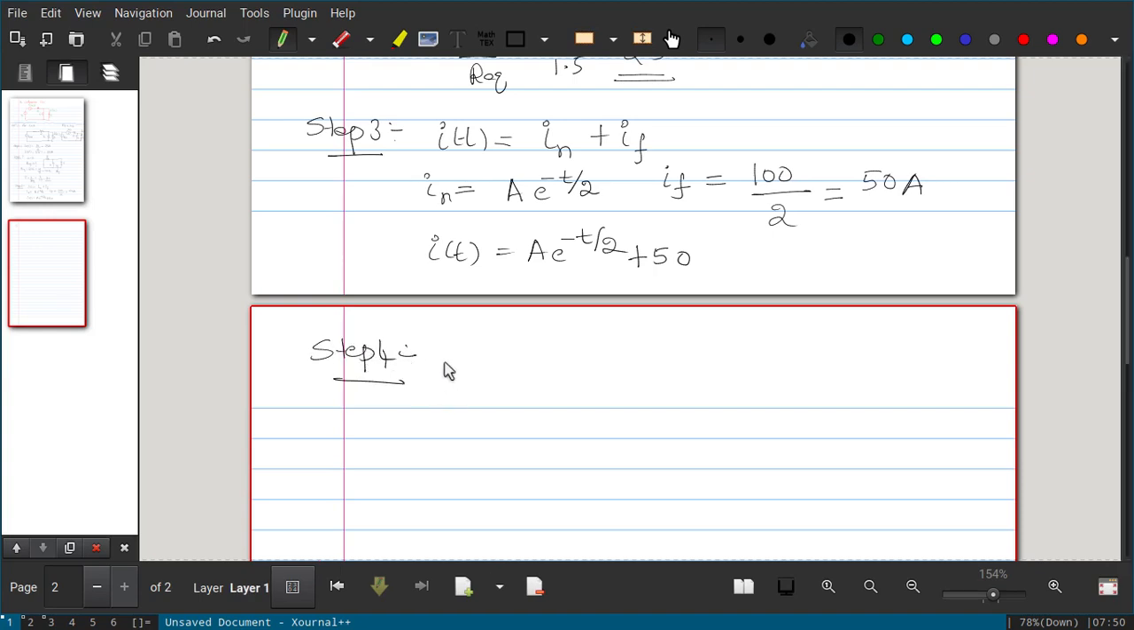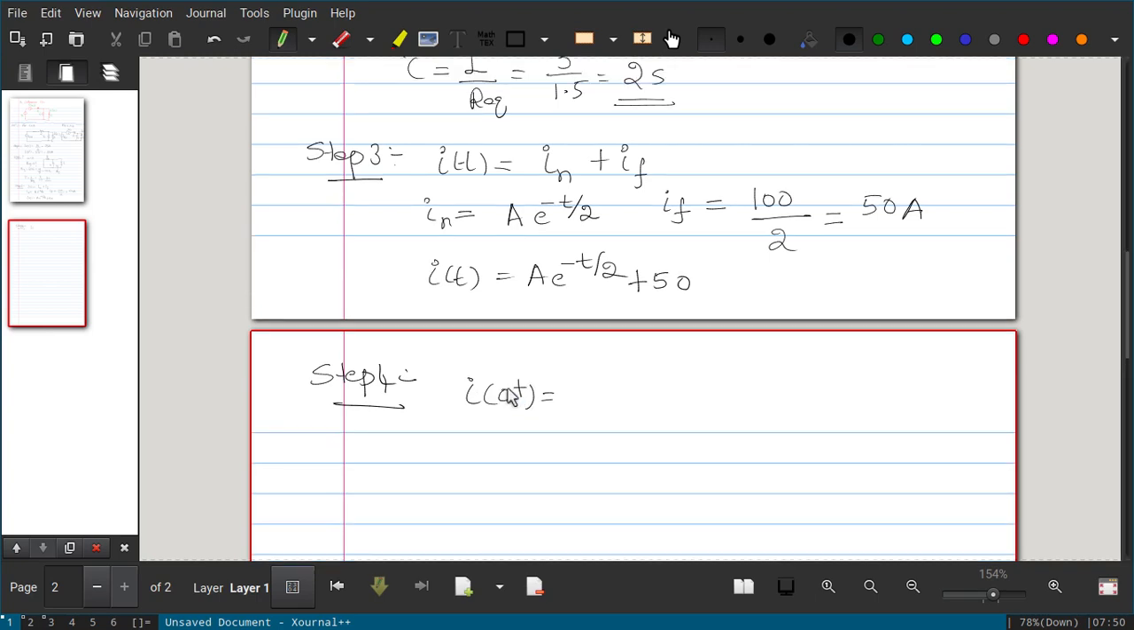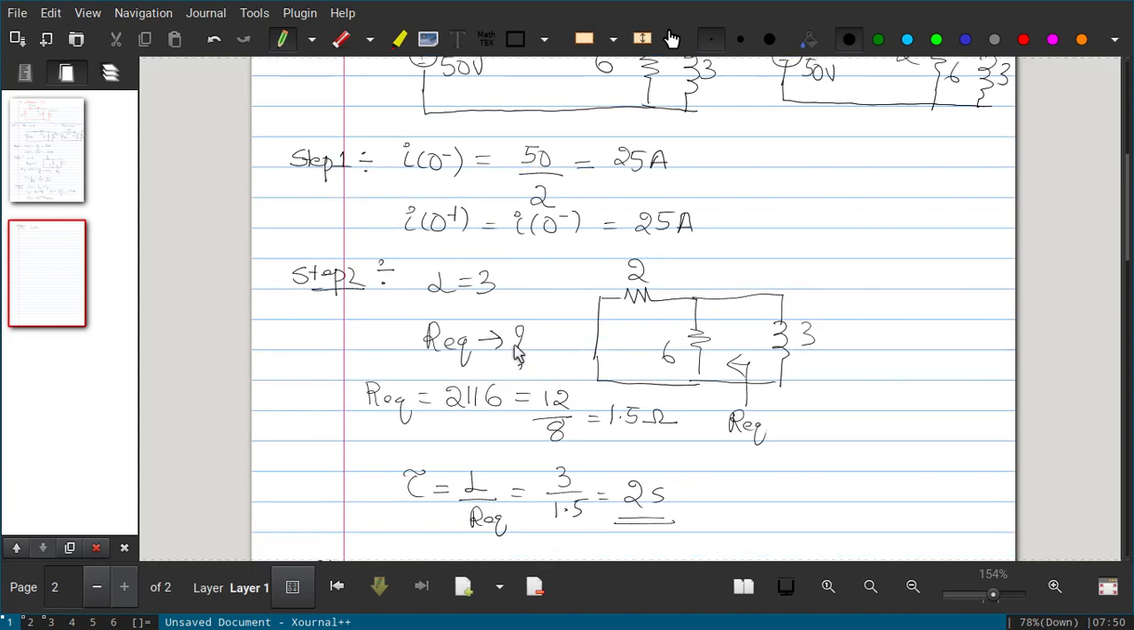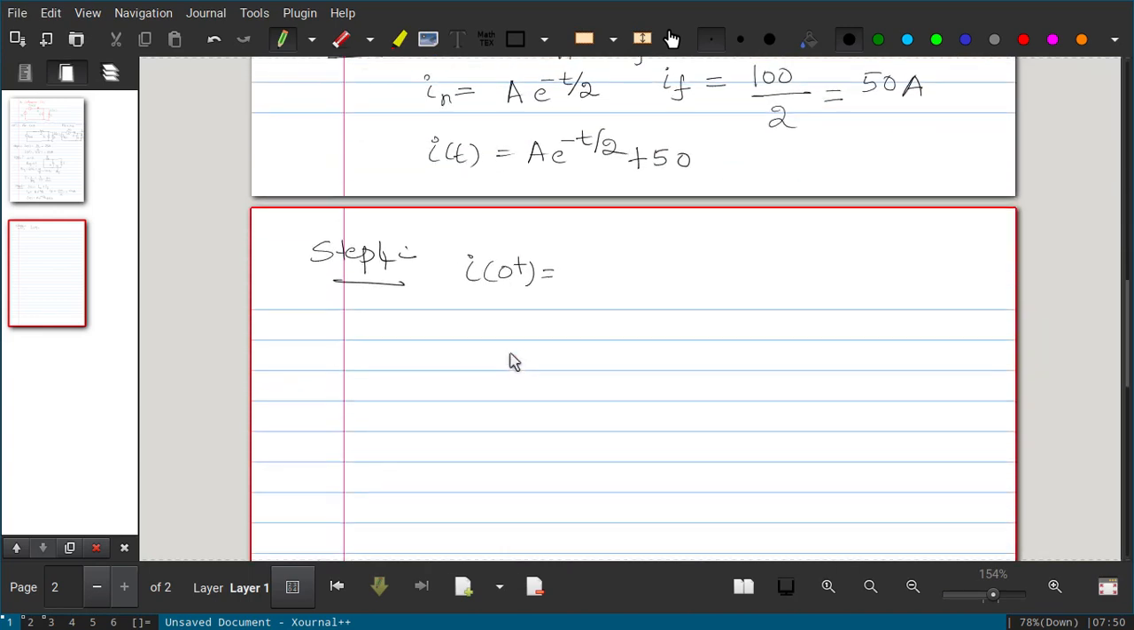Step 4 is, we have to find A. For that we can use this condition. I of 0 plus we had already calculated. What is that I of 0 plus? In the first step we calculated it is 25. So we will use that one. I of 0 plus is equal to 25. That is equal to A into e power, you substitute t equal to 0, this will be 0, plus 50. So A will have value minus 25.